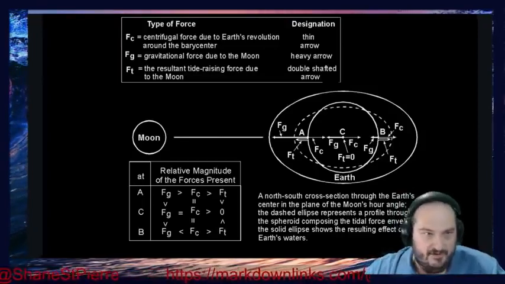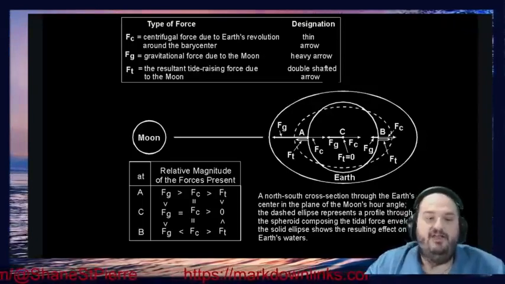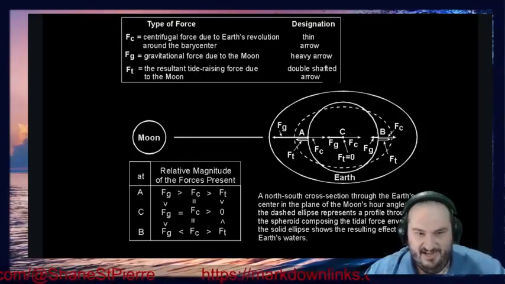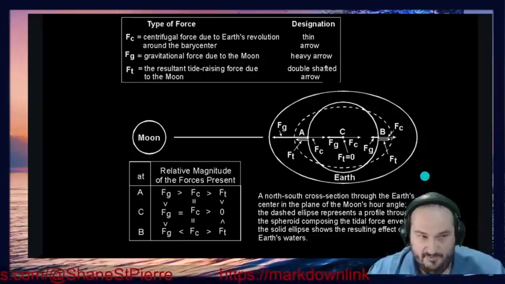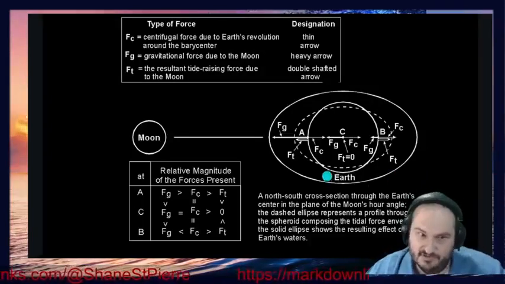So this is another diagram. F of C is the centrifugal force due to the Earth's rotation. F of G is the gravitational force. F of T is the resultant tide force. So again, there is no F of T without F of G and F of C, or there's no force of the tides without the centrifugal and gravitational force of the moon.